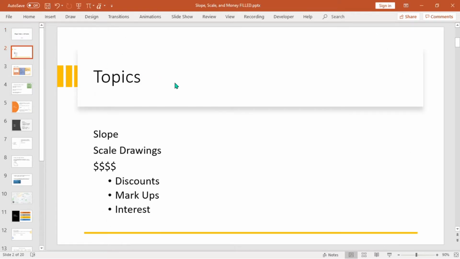We're going to investigate slope, talk about different words that might mean the same thing or different things. We're going to look at scale drawings, how to find an actual measurement from a scale drawing, how to find the scale of a drawing, and different applications of that. And then we're going to talk about money, namely having done percentage before in 1510, we're now going to think more about discounts and how those work, or markups if you're going to sell something. And then I want to talk briefly about interest as well.